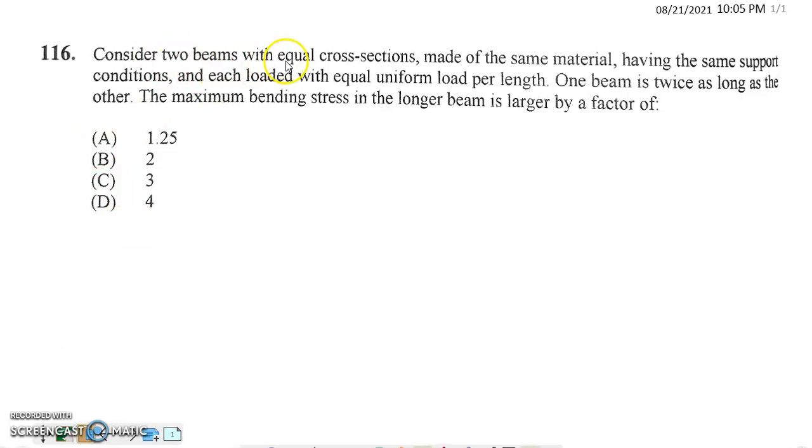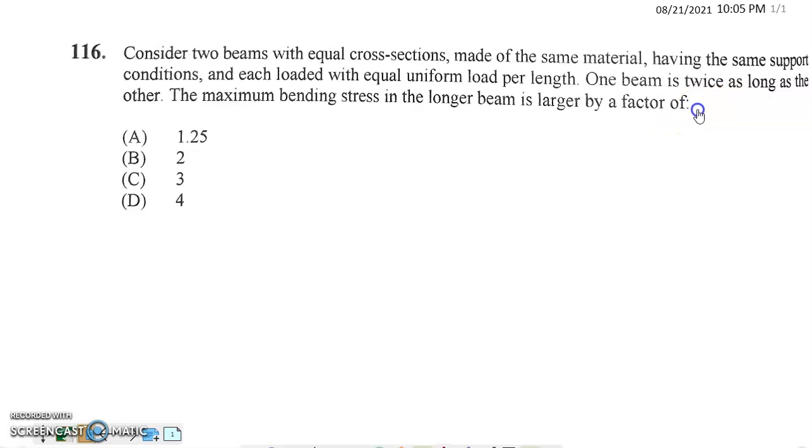Consider two beams with equal cross-sections made of the same material having the same support conditions and each loaded with equal uniform load per length. One beam is twice as long as the other. The maximum bending stress in the longer beam is larger by a factor of dash.